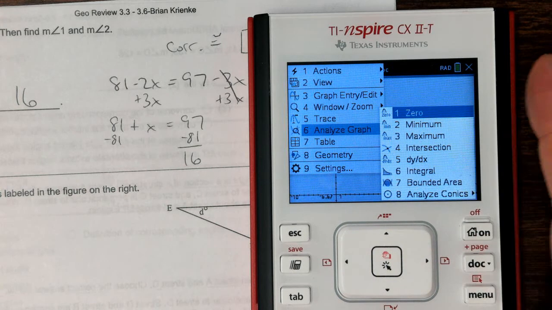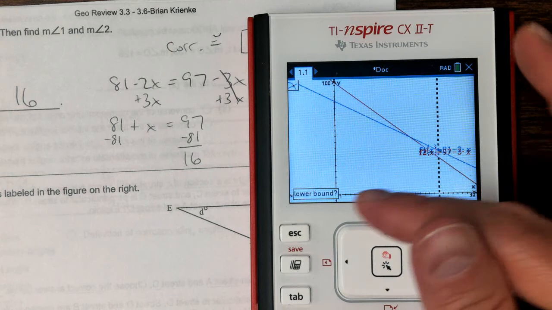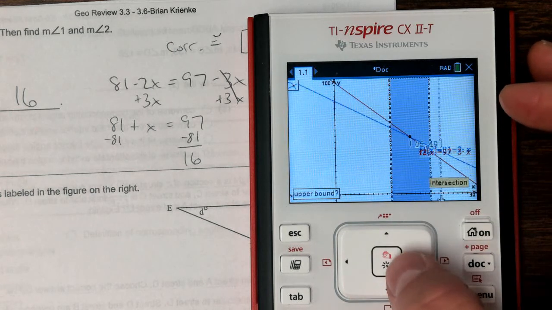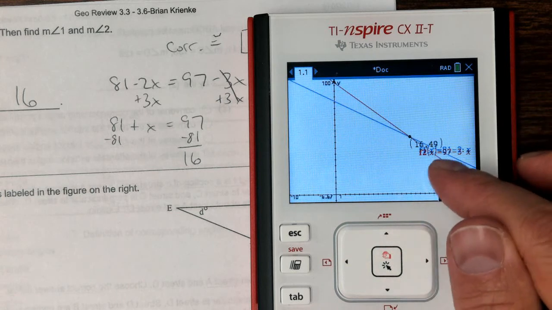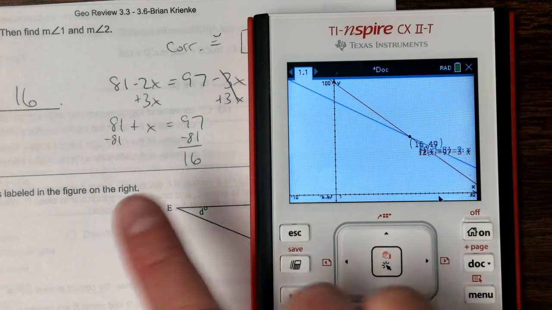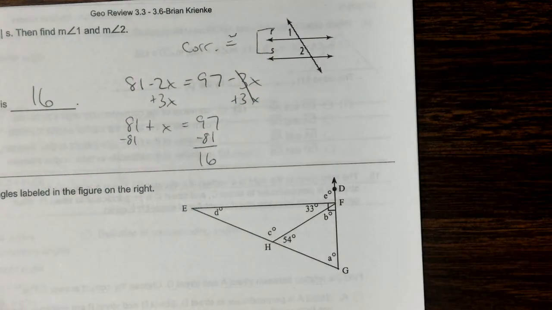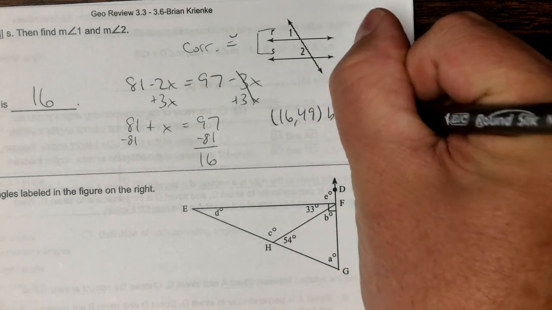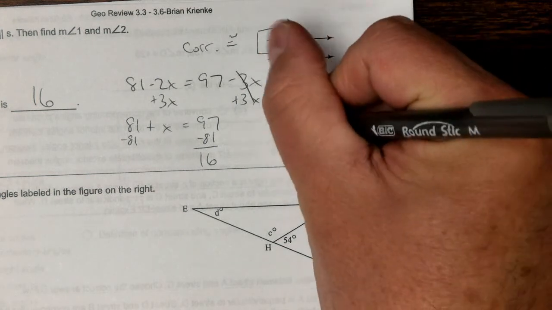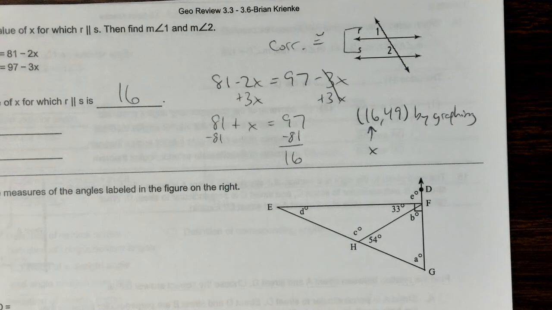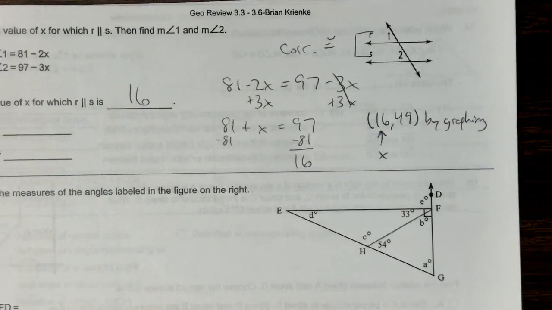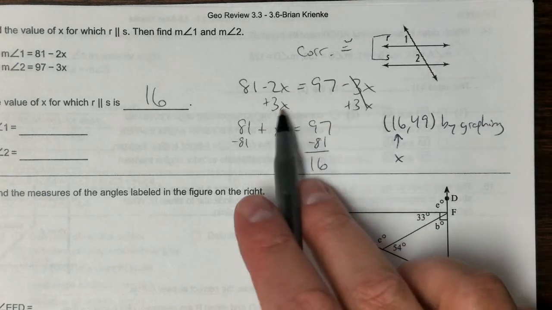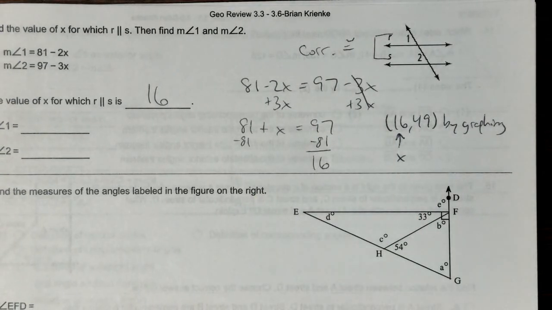4 is intersection. And then he says lower bound, so that's just the left side, so I'm just moving it, click, and the right side, 16, 49. So your X answer is what you want. So it's 16, 49 by graphing. So we care about the X. So, of course, that's another approach if you don't like solving it this way. It just takes a little more time sometimes.